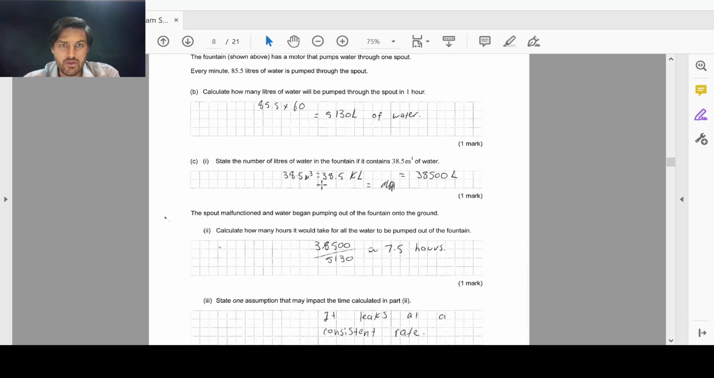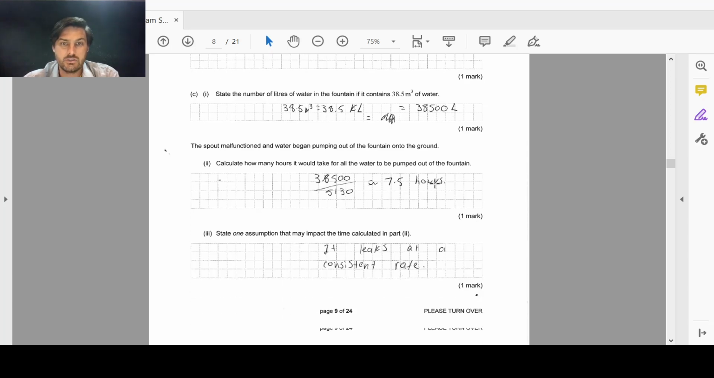All right, 38.5 meters cubed. Now this will be where you need your conversion tables on your note sheet, or you need to know that meters cubed converts directly to kiloliters. And if it's asking for it in liters, we need to go to kiloliters first and then convert that to liters. So 38.5 meters cubed is equal to 38.5 kiloliters. And then there are 1,000 litres in every kiloliter, so we would multiply that by 1,000, and we would get 38,500.